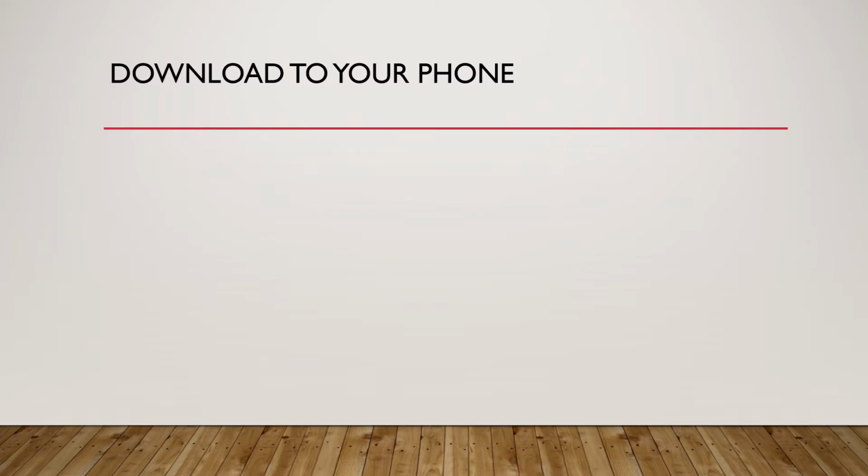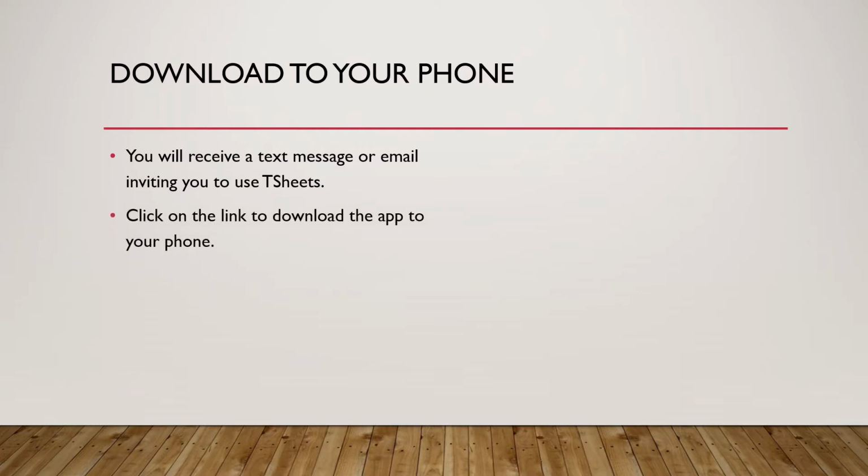First, you will have to download TSheets to your phone. One of the COPE Flagging office staff will send you an email or text message inviting you to download TSheets to your smartphone. Tap on the link and follow your phone's directions on how to install the application.